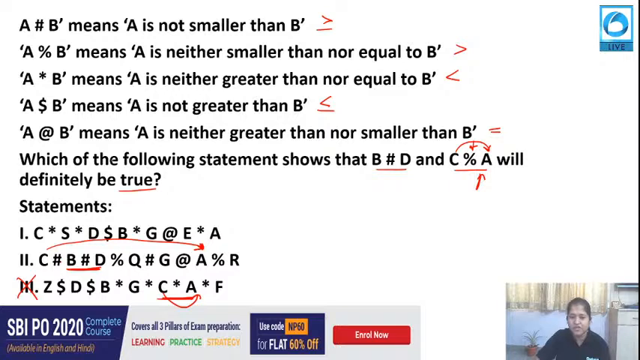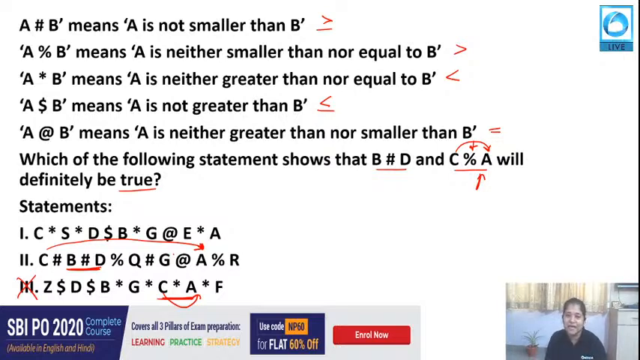What is the meaning of hash? Three hashes are there. So, these are greater than equal to. What is the meaning of percentage? That is greater than. So, whenever you have a greater than sign in between and everything else you can see is either greater than equal to or equal to. So, what gets the priority? Greater than gets the priority over greater than equal to and equal to. That means your percentage will be getting a higher priority. So, the relationship between C to A will be of C percentage A.